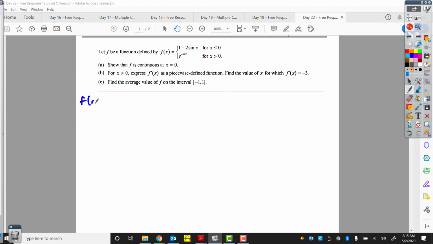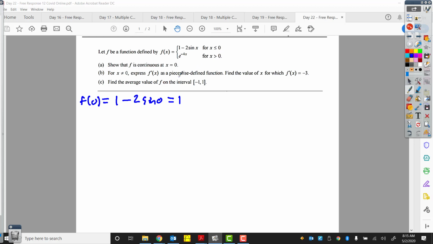So f of 0, well, the equal sign is on this one, so that's equal to 1 minus 2 sine of 0. Sine of 0 is 0, so this equals 1. Next, we see that the limit exists.